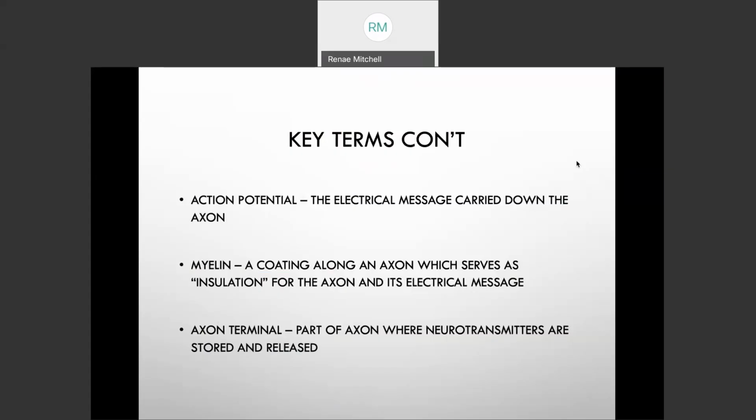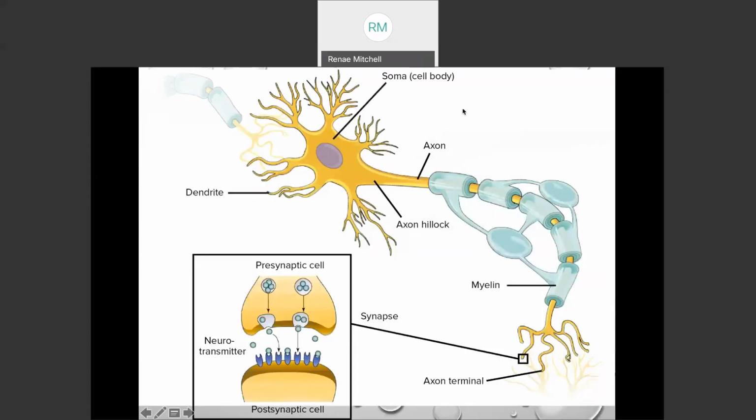If you think about a neuron like a wire, we don't just have raw wire that connects our appliances to the outlet. They're wrapped in insulation or a coating in order to preserve the electrical current that's moving through it. Similarly, in the neuron, our myelin sheath is designed to help insulate and protect the signal as it's being transmitted down the axon. So this blue component here is the myelin. Let me get my highlighter going.